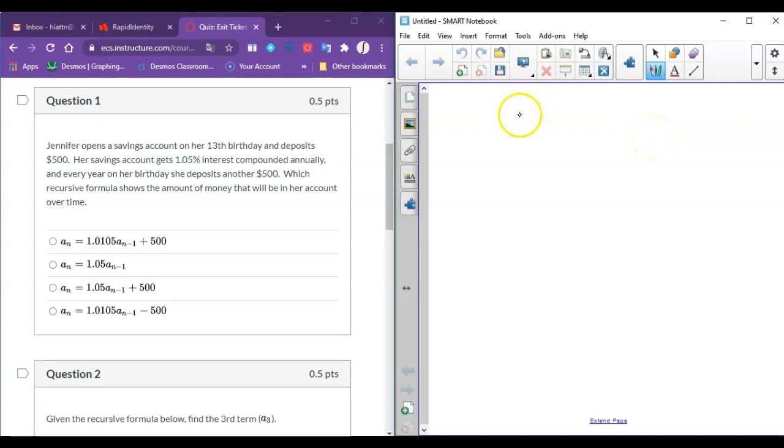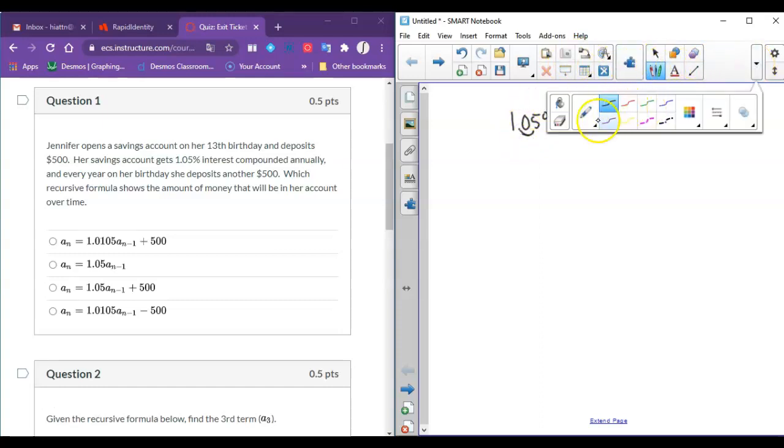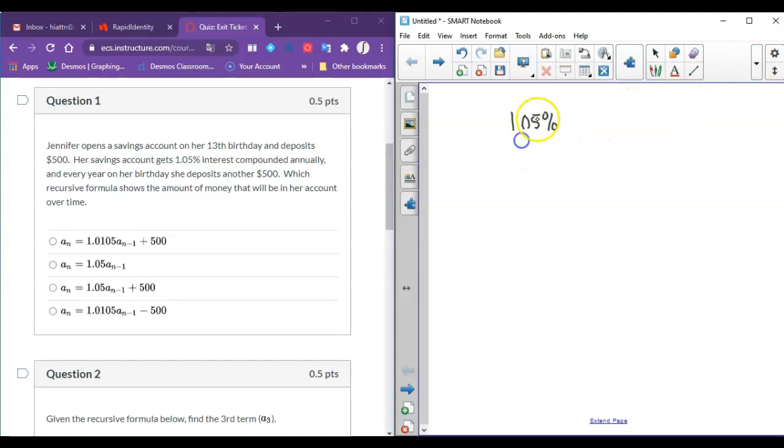And so whenever we have 1.05% interest, we have to do 1.05%, and then we have to change that. Oops, wrong way. We have to change that. Let me get my eraser here. We have to change that to a decimal. And so to change that to a decimal, you got to move your decimal 2 places this direction. You'll put a 0 right there, and then we're going to put a 1 in front of it.